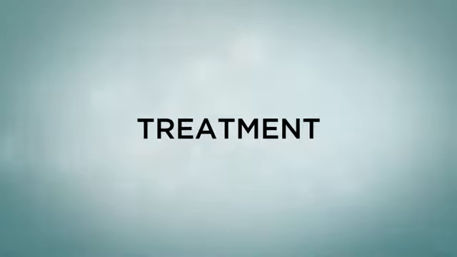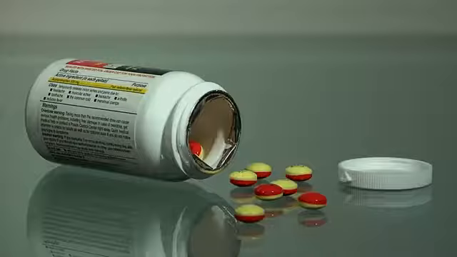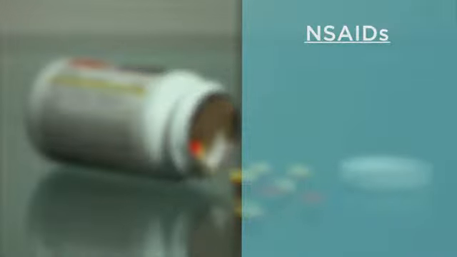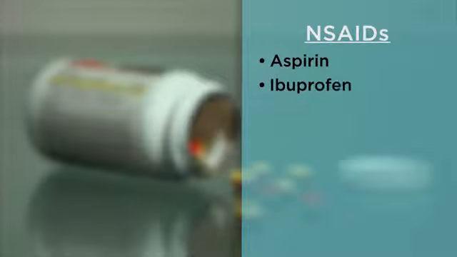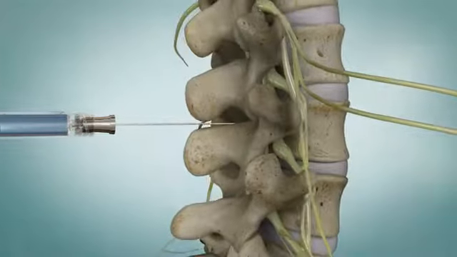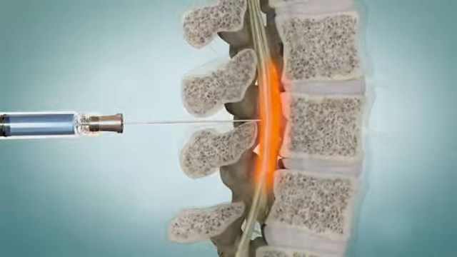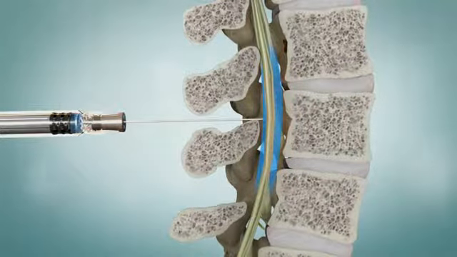Treatment. Treatment for spinal stenosis can include pain medications such as nonsteroidal anti-inflammatory drugs called NSAIDs. These can help relieve pain and swelling. Examples of NSAIDs include aspirin, ibuprofen, and naproxen. Injections of steroids into the spinal canal can also reduce swelling and relieve pain.